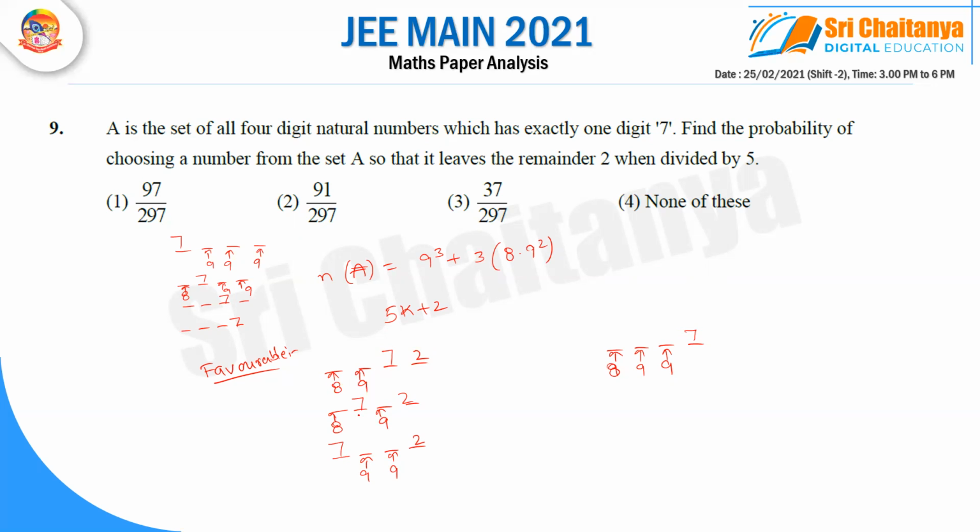So you can write the favorable cases summation and you can divide it. The probability is the number of favorable cases divided by the total number of cases. This is my total. And favorable will be 8 into 9, how many times? 2 times. Plus 9 into 9, 1 time. Plus 8 into 9 into 9. So just write probability equal to favorable by total.